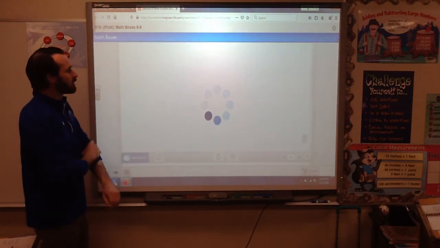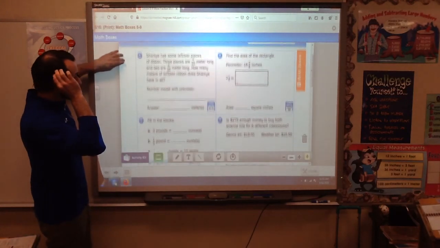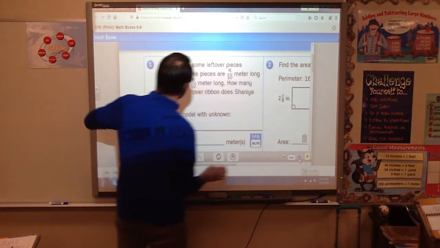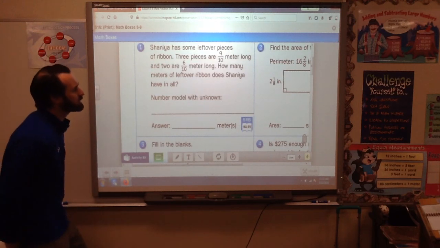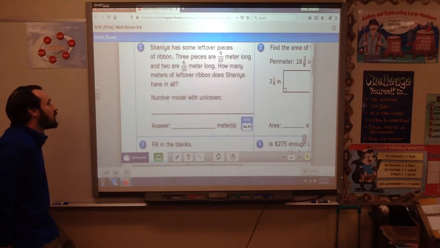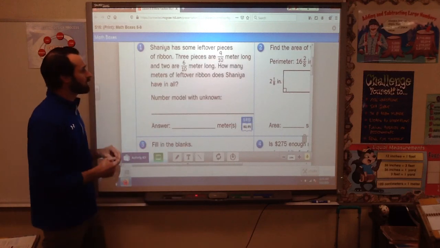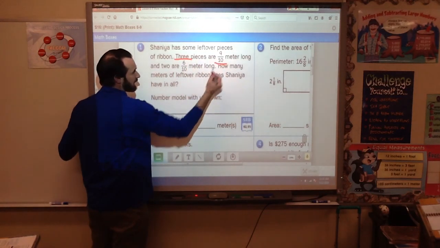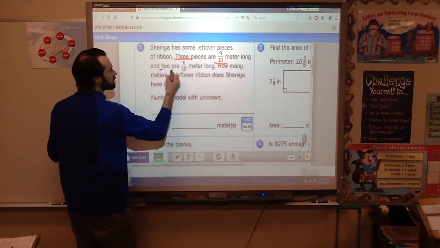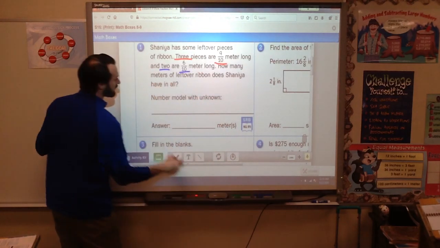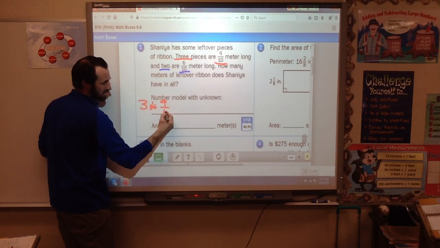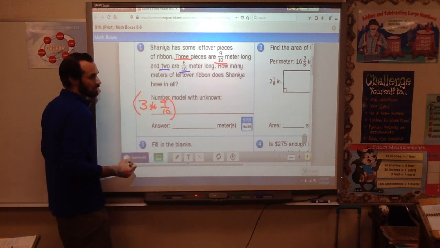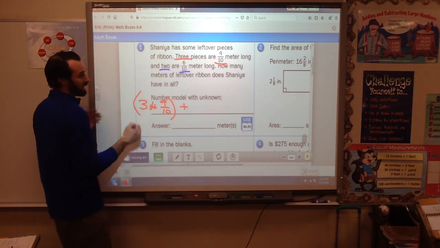Okay, so here we go. I'm going to make them a little bigger. Box 1, I'm just going to help you get set up. Shania has some leftover pieces of ribbon. 3 pieces are 9/10 meters long, and 2 are 6/10 meters long. How many meters of leftover ribbon does Shania have in all? Here's where kids mess up. We have 3 that are 9/10 and 2 that are 6/10. So when we're starting our number model here, we have 3 pieces that are each 9/10. 3 times 9/10. Then we need to add, and we're going to add the other part.